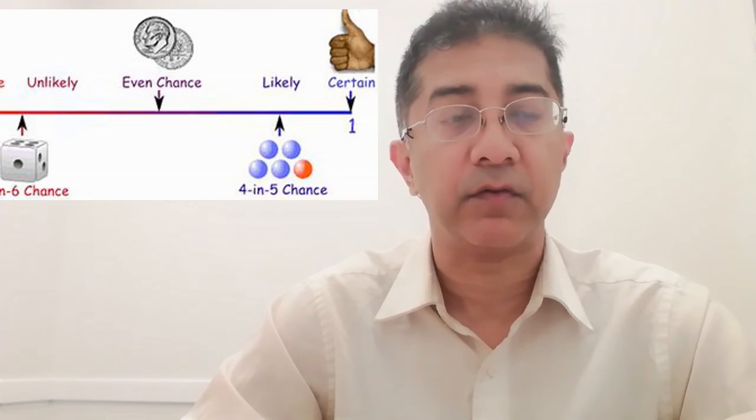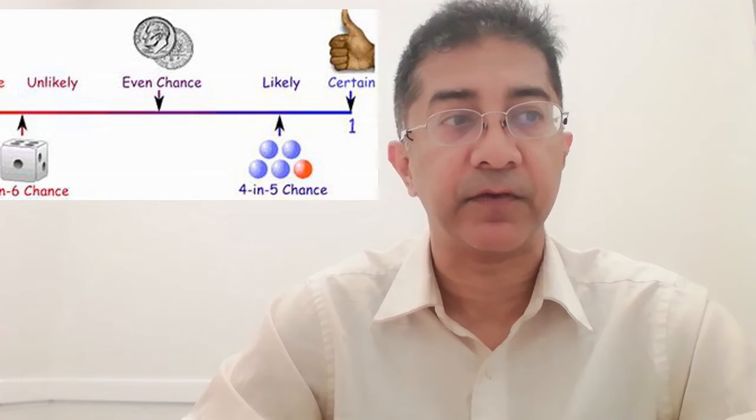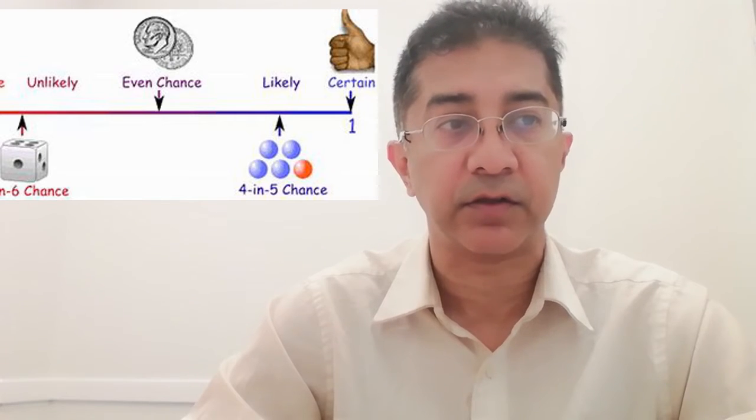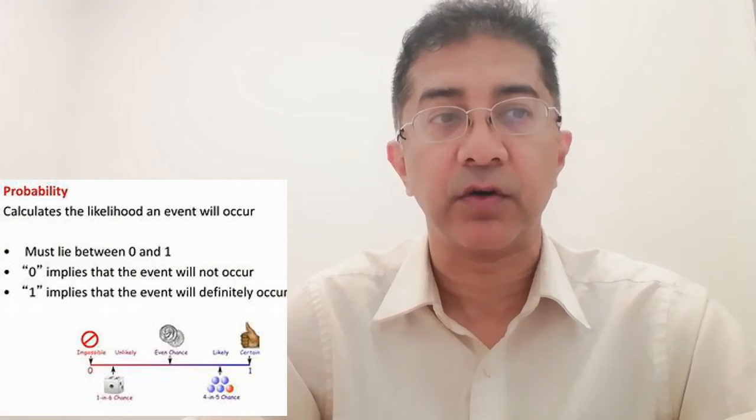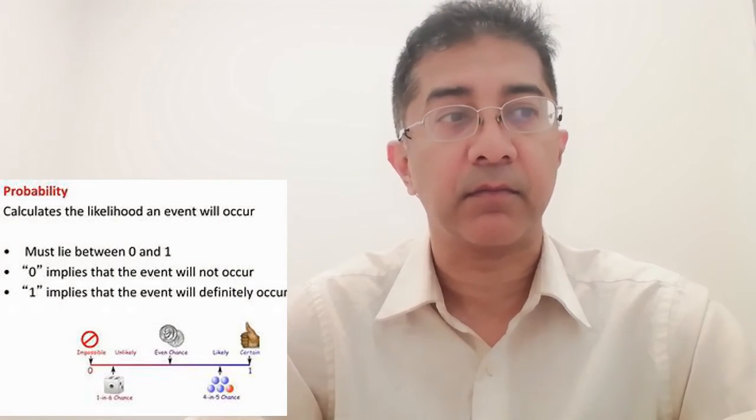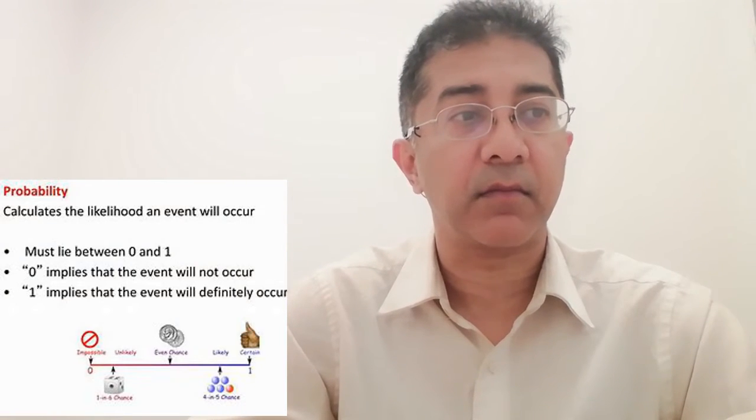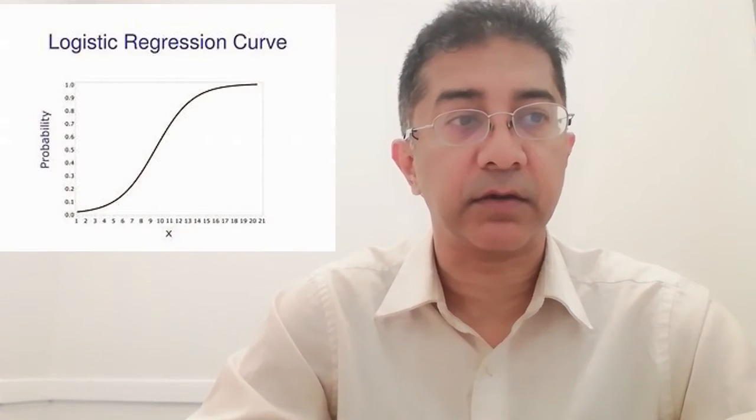In simple words, it predicts the probability of occurrence of an event by fitting data to a logit function. Hence, it is also known as logit regression, since it predicts a probability. Its output values lie between 0 and 1. And here's the chart to go with logistic regression.